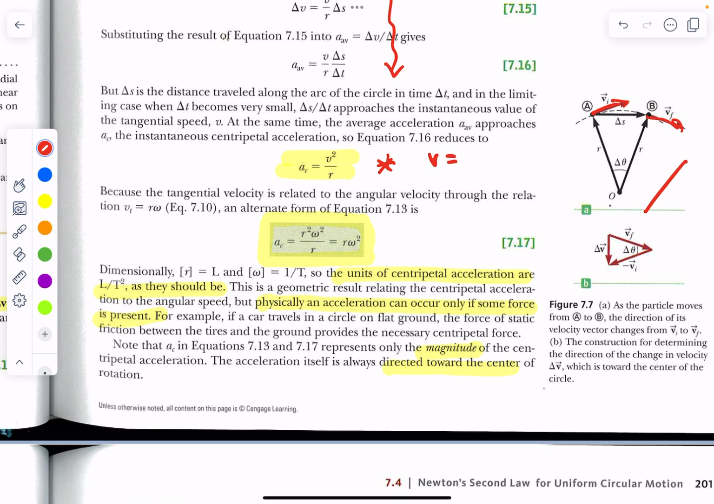And you might remember that velocity equals r omega. We had that in lesson number 1 as well. So v squared is going to be r squared omega squared, which is how we get this equation right here. And you can see that in this equation 7.17, one of these two r's in the numerator cancels out that r, and we get centripetal acceleration equals the radius times omega squared.